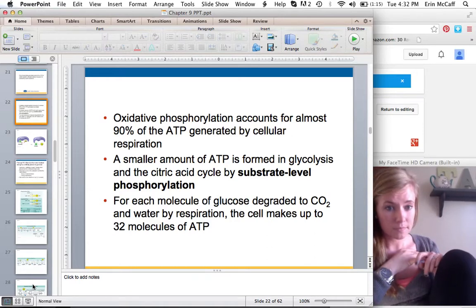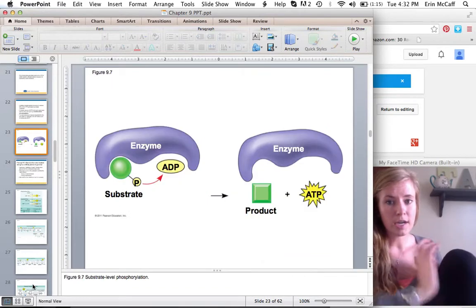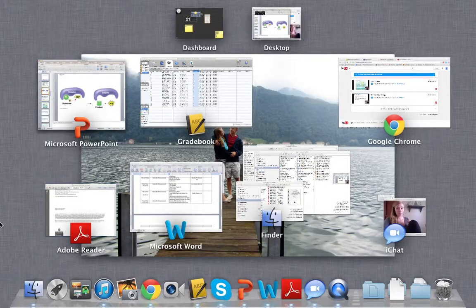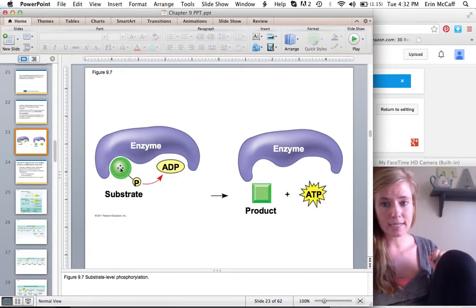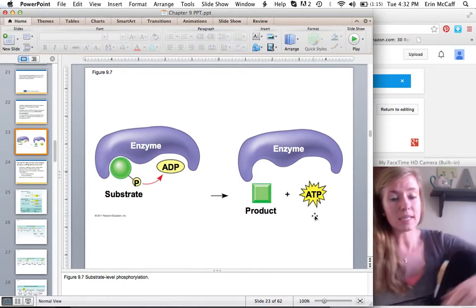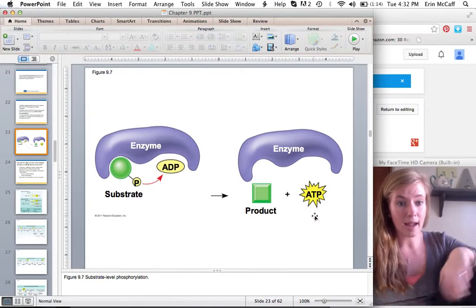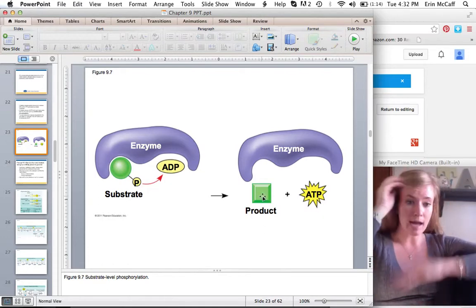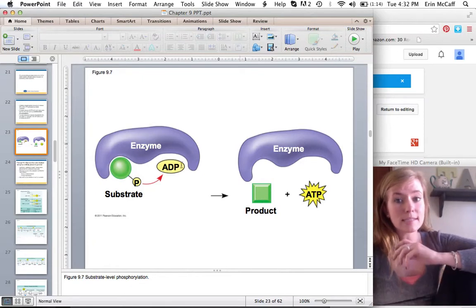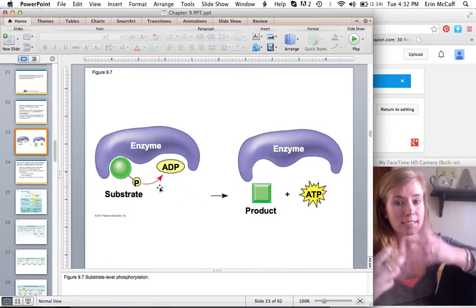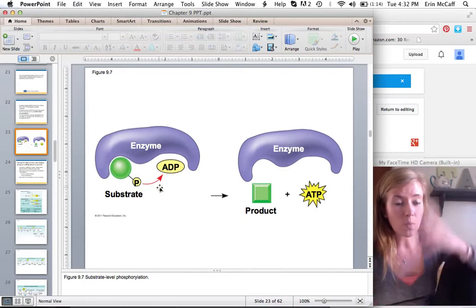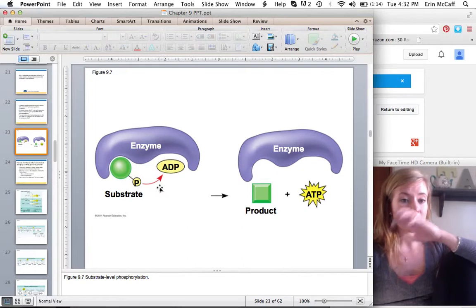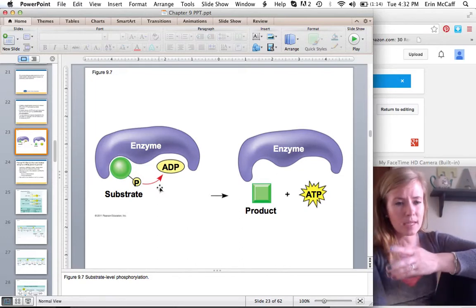But we do make some via something called substrate level phosphorylation. And we make this during glycolysis in the citric acid cycle. And basically what that is, here's a picture. Basically there's an enzyme. Remember what a substrate is. Basically there's an enzyme, takes a substrate that has a phosphate on it, adds it to ADP, then we get a product in ATP. So this is really slow because it's one enzyme at a time doing all of this. You'll see that oxidative phosphorylation can make a lot more ATP more quickly than this, but this is substrate level phosphorylation. It's substrate level because ATP or ADP is a substrate in this case. So one enzyme makes one ATP. Then the enzyme finds another ADP, makes it into an ATP. That's substrate level phosphorylation.